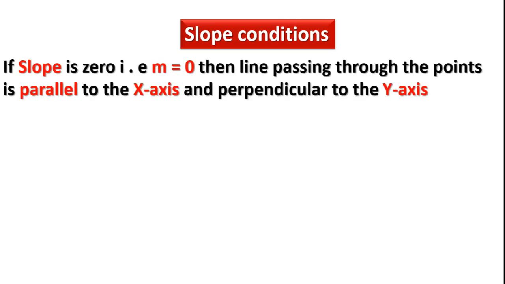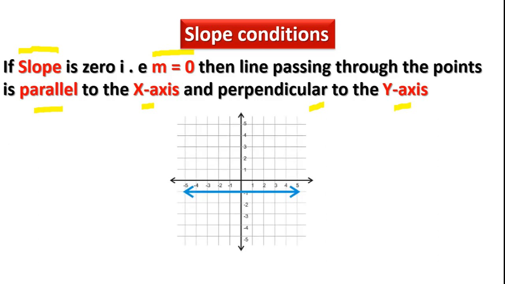some more conditions regarding the slope. When slope is 0, that is m equal to 0, that means the line passing through the points is parallel to the x-axis and perpendicular to the y-axis. How is it? Once look at the graph. M equal to 0. What is the meaning of the definition? Another meaning of the definition, the angle of inclination of a line with the positive direction of x-axis. That means the line should make an angle with the x-axis. But here there is no angle because it is parallel to the x-axis.